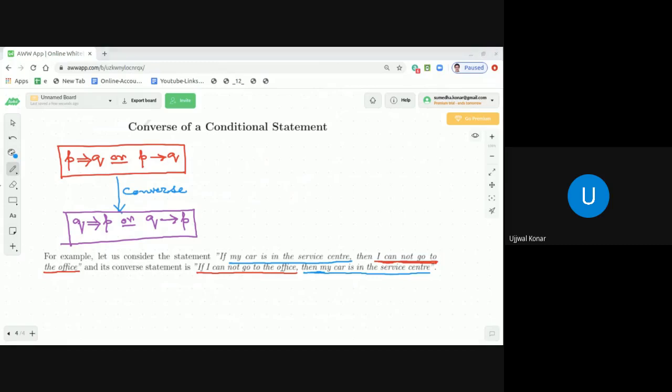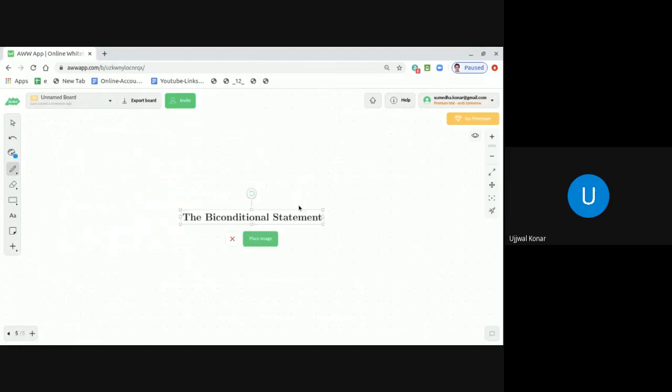Dear students, I hope you understood what is meant by the converse of a conditional statement. Now, what we are going to discuss is called the biconditional statement. That will be the last topic for today's session, and I'm going to discuss it on the next page. That is the biconditional statement.